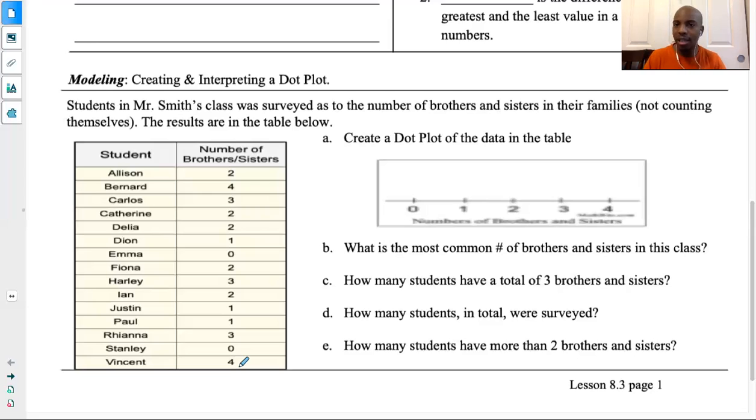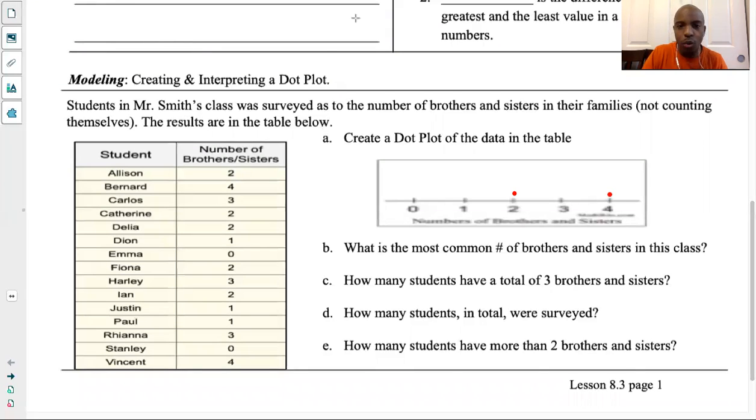What do I mean? A dot plot is simply what it sounds like. It's just dots, right? And I'm going to go to each person. So Allison said she had 2. So I'm going to put a dot right here. Something like that, right? Now, if your dot looks a little better than mine, that's fine. But I'm just going to be creating dots. So 2 for Allison, right? Bernard, 4.